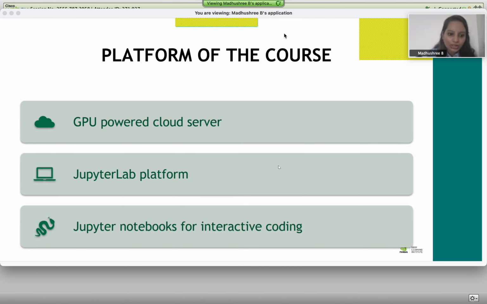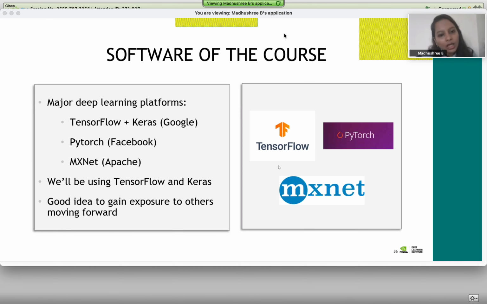And then the platform of the course is going to use a GPU powered cloud server, and the Jupyter Lab platform is used. If you know Python, you must have already used Jupyter Notebooks and Jupyter Labs. Jupyter Notebooks are an interactive coding environment. So we will jump into the course. Regarding software used in the course, you don't have to install anything for this course. Everything is available in the cloud platform. We have given you an instance of the cloud. Everybody, whoever has received the event code, will get access to the computing environment.